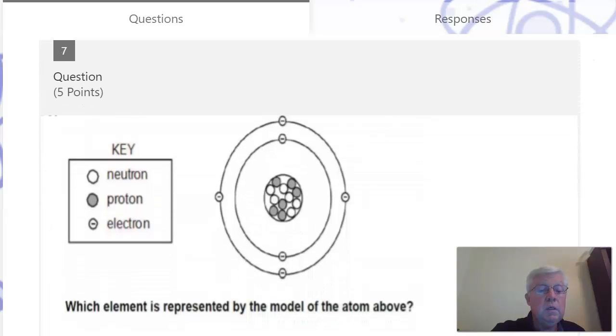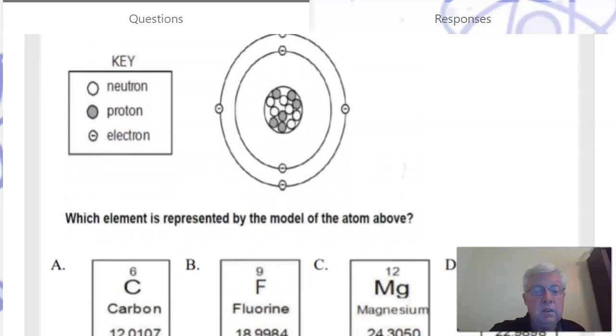Number 7. Okay, now I'm going to eyeball this a little bit before we look down at the question. So this atom, the filled in ones, 1, 2, 3, 4, 5, 6. It's got 6 protons. It has 1, 2, 3, 4, 5, 6 neutrons. Should have 6 electrons. Okay, 6, 6, 6, 6, 6.